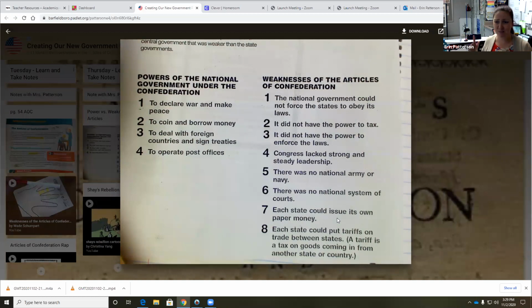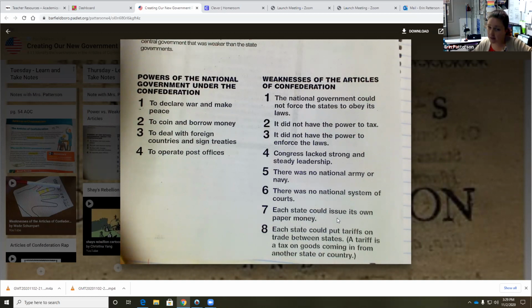Each state can tax. If you want to walk in from Georgia to South Carolina, you can have a tariff put on all the goods that you bring across. So each state is just making up its own stuff. So it doesn't really matter if we can agree with foreign countries, because each state is going to do whatever it wants with the foreign country when they get there. All right, number 4. Well, guess what? You can mail your letters. We're going to have some post offices. And that's it. That's about all the new government can do.